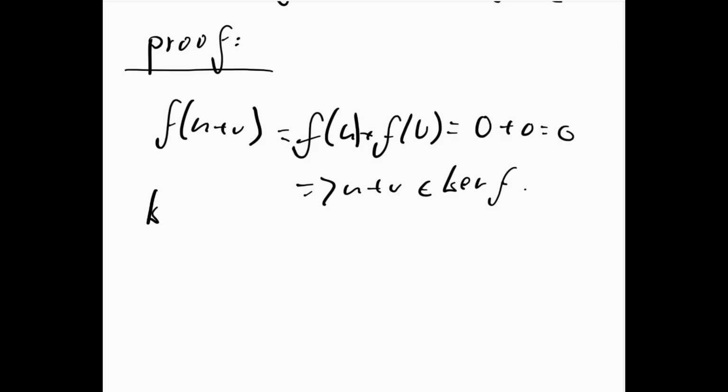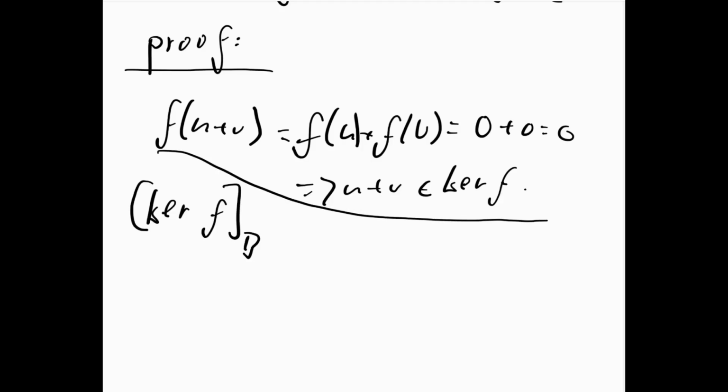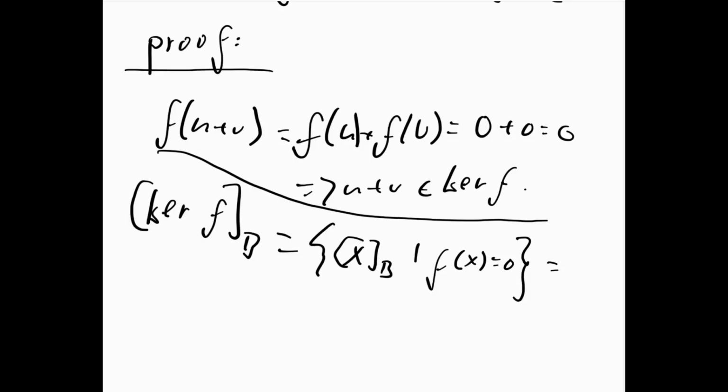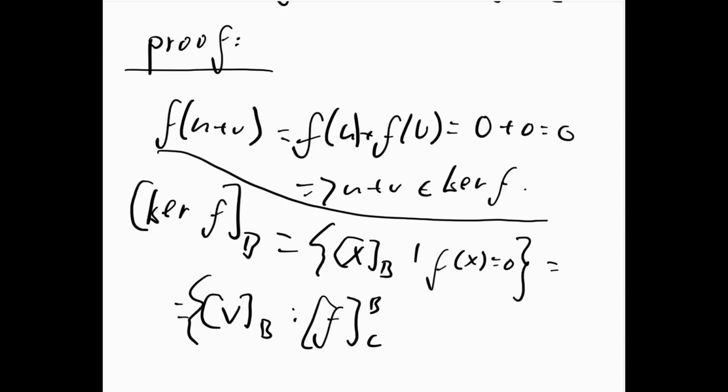So let's realize that kernel F with respect to B, the scalar part was just mentioned, we can actually write as all x's with respect to B such that f of x is 0, is mapped to the 0 vector, which is the same as all vectors v with respect to B such that the matrix of f with respect to B and C times vector v with respect to B is equal to 0. And that's equal to the kernel of f BC, like this.